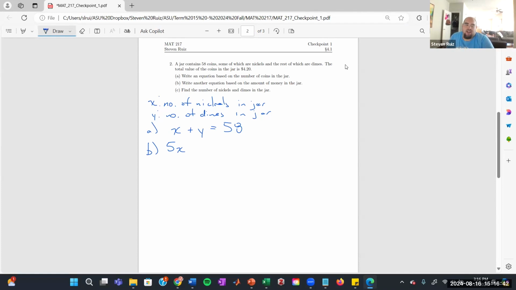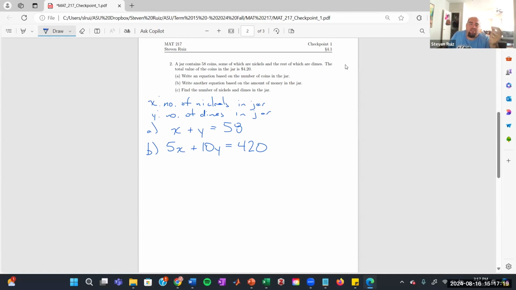I can do something similar for dimes. For every single dime in the jar, I have 10 cents. So if I add those together, 5 times the number of nickels plus 10 times the number of dimes, I get the amount of money in the jar. One thing I want to be careful of is the total here is not 4.20 because I'm working in cents. It needs to be 420. So now I have 2 equations that represent this situation and 2 unknowns.